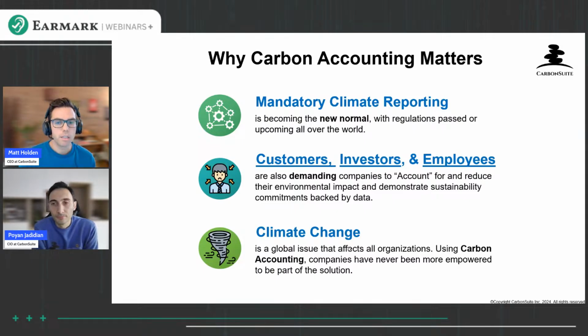And why did it get to this point? Well, up until today, where the mandatory reporting environment is becoming prevalent, lots of companies were voluntarily reporting on their sustainability and climate data because either their customers were demanding it from them, their investors were including it in their requirements, employees are pushing it up from the ground level.